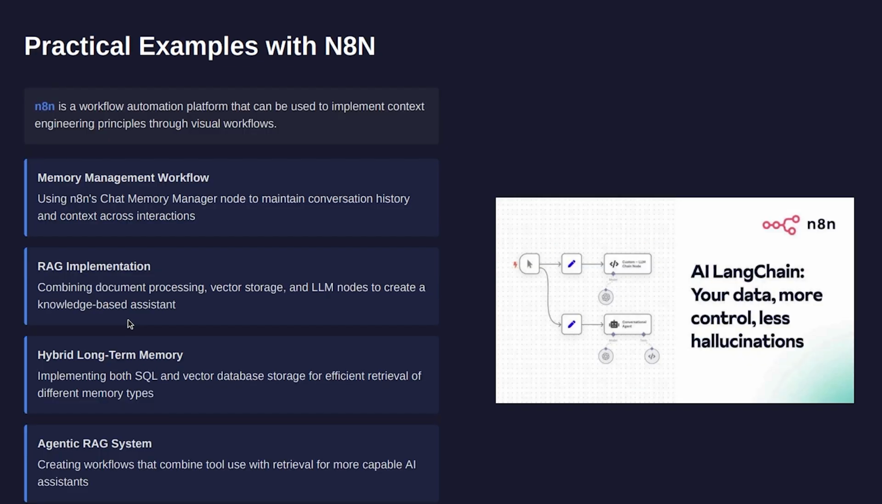So for practical examples, using an AI automation tool like n8n, you could think of having your AI agent and adding the chat memory manager node, which maintains a conversation history and context across multiple interactions with its agent. You can also add vector storages that it can access to get external information from documents you supply. You could also have tools that retrieve from external APIs or even the web. And you can also have hybrid long-term memory.